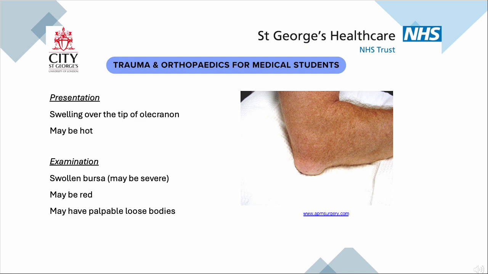The diagnosis is usually fairly simple, as there's swelling over the tip of the olecranon, and it may be warm. If it is red, or there's evidence of cellulitis, then it may be infected. And the bursa can be anything from very small to really quite large, orange-sized, particularly if it's associated with some form of rheumatological condition. Sometimes you can even feel small loose bodies of scar tissue within the bursa itself.